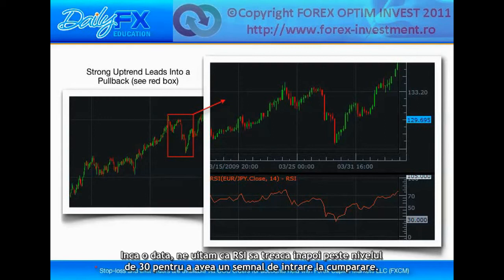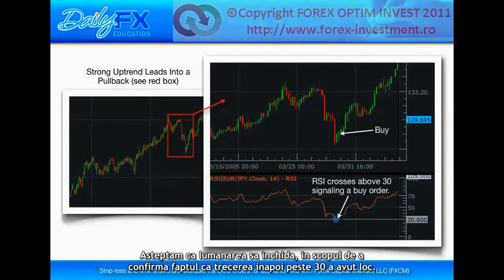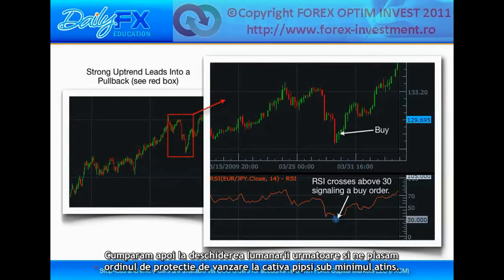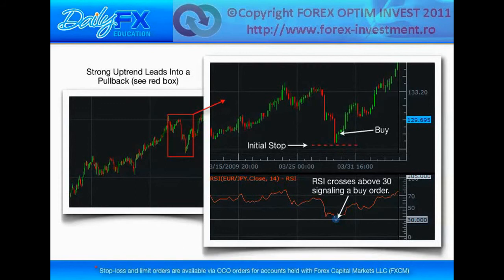Once again, we look for the RSI to move back above 30 to signal the buy entry. We wait for the candle to close in order to confirm that the move back above 30 has taken place. We then buy at the open of the next candle and place our protective sell stop a few pips lower than the low. There will be times when we buy or sell and the market will move to stop us out of the trade. After all, markets can do what they want when they want.